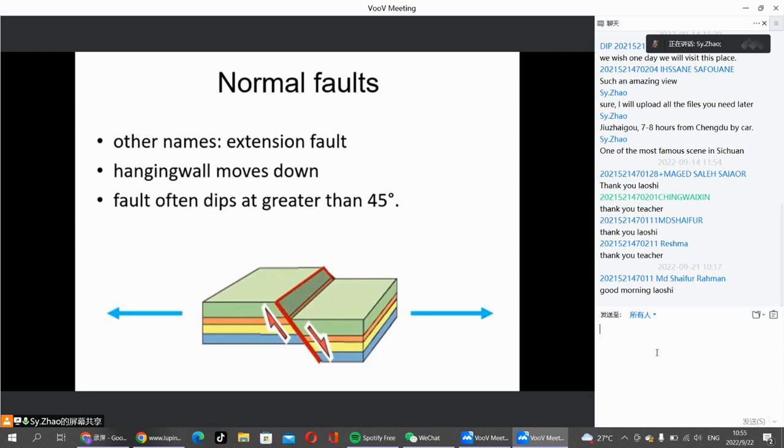Yeah, as I said, the normal fault is the fault along an inclined plane in which the upper side or hanging wall moved downward with respect to the lower side or footwall. It's opposed to the reverse fault. It has another name, extension fault. And such kind of fault often dips at greater than 45 degrees.